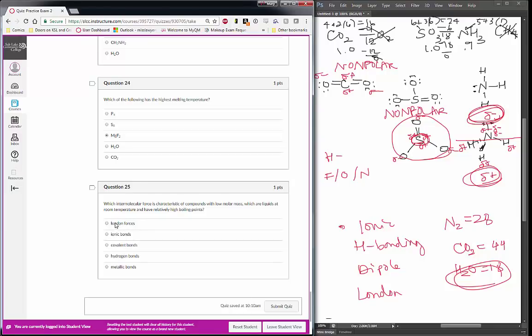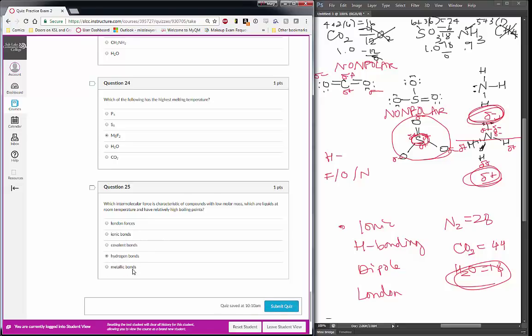And so it's not going to be London, it's not going to be ionic. Ionic bonds would be solids at room temperature. Salt is your really good example of a solid. Covalent bonds is not a type of intermolecular force, although it would accurately describe the type of bonding inside the molecule that has this type of intermolecular force. What you are looking for is hydrogen bonds.